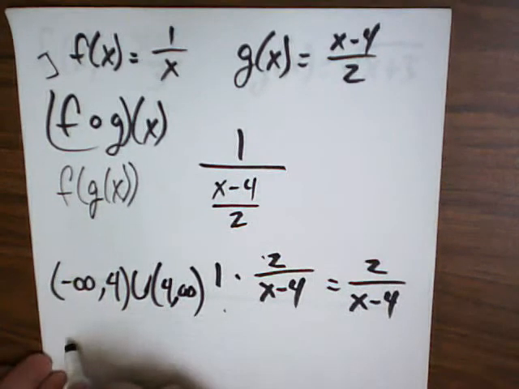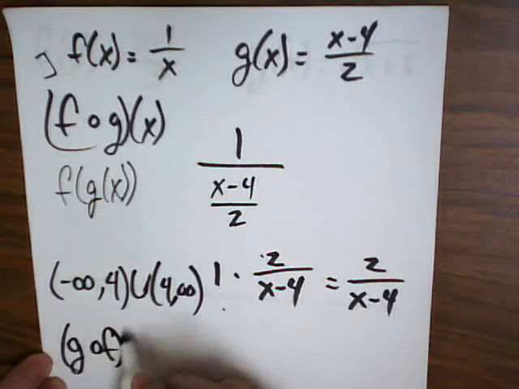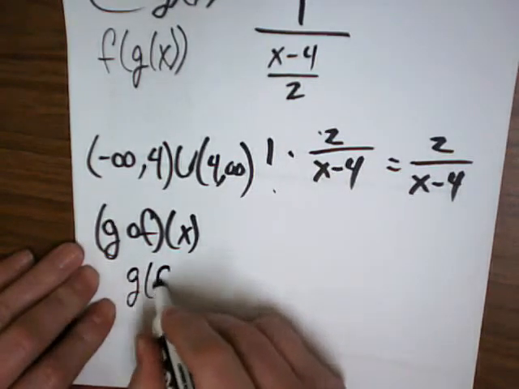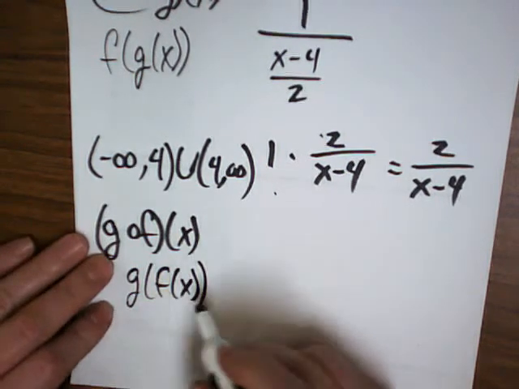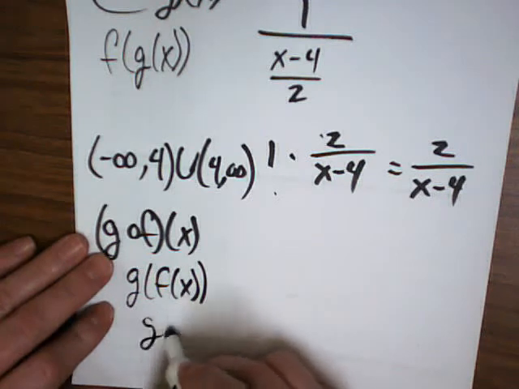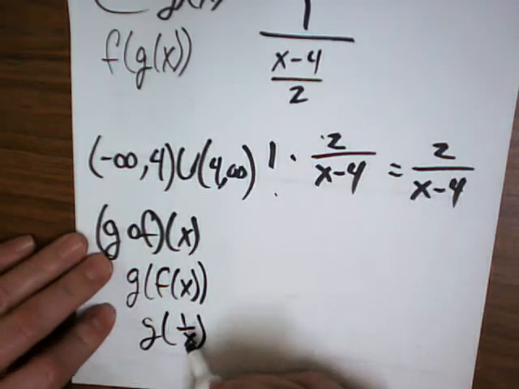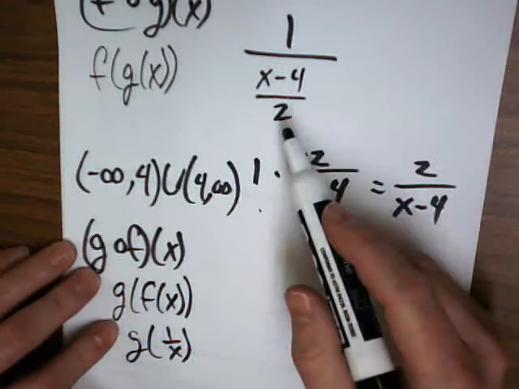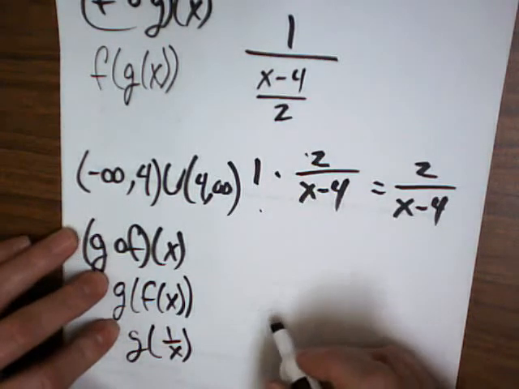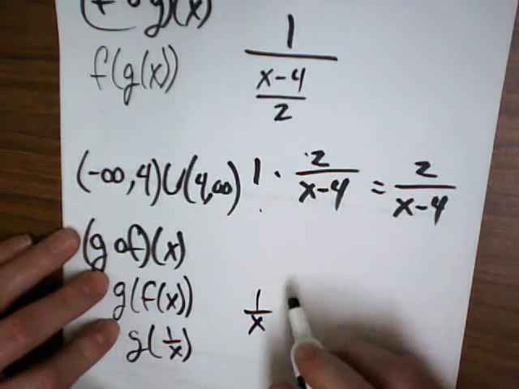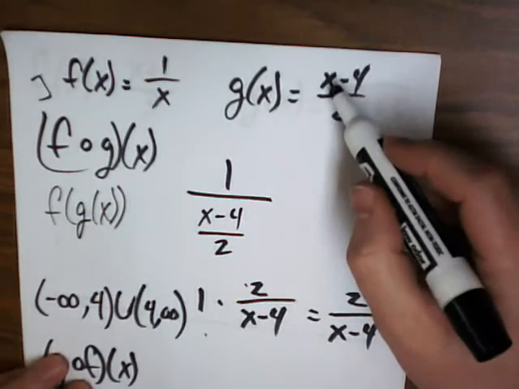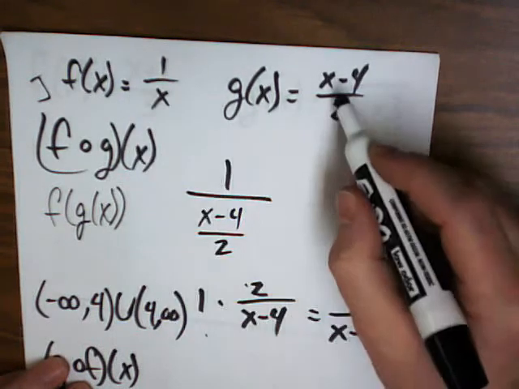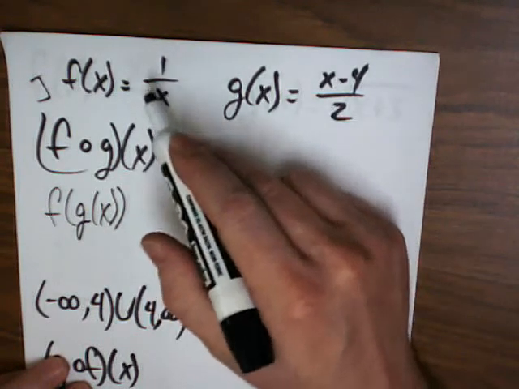Now if you flip it, g composed of f of x, well, remember, this is like saying g of f of x. So f goes into g. Well, f is 1 over x. Now 1 over x goes into g, and g was x minus 4 over 2. So 1 over x gets replaced, it gets punched in there, minus 4 over 2. So I just replace my x value in g with the f value. So that x becomes this function.